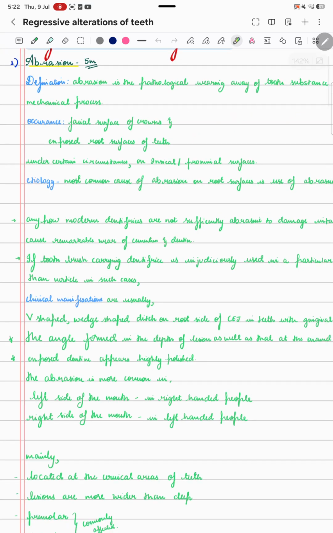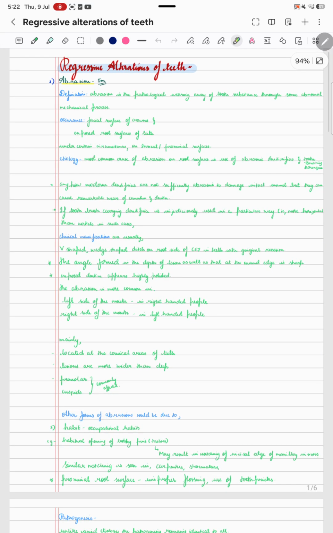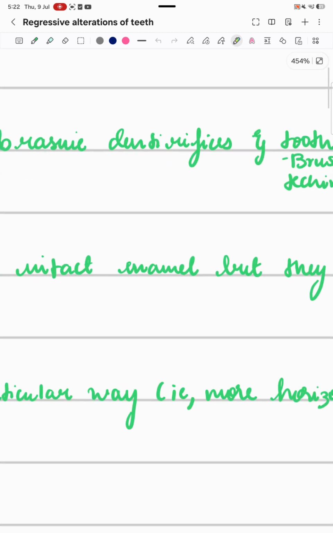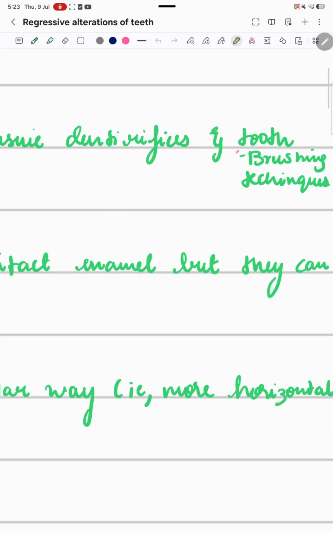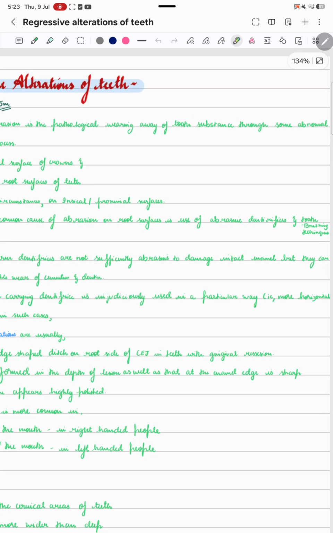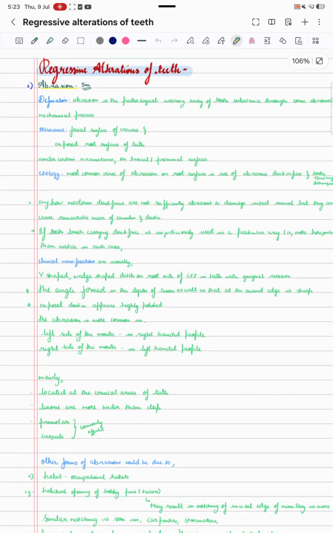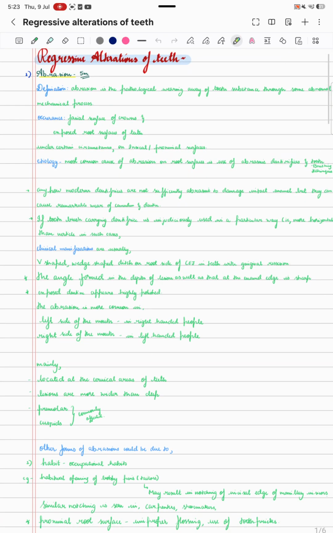So the etiology: the most common cause of abrasion is dentifrices. What are dentifrices? Dentifrices are nothing but your toothpastes, and your brushing techniques. So the two main causes of abrasion are dentifrices and brushing technique.